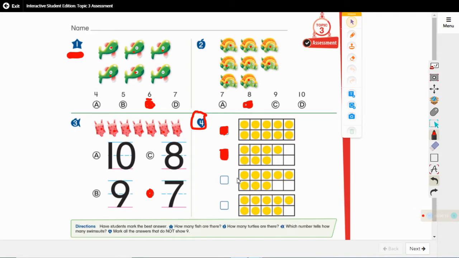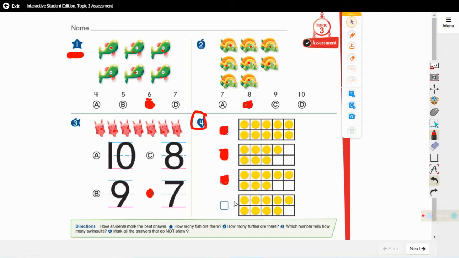Let's look at this next one. 1, 2, 3, 4, 5, 6, 7, 8. How many does it show? It shows 8. Does it show 9? No, it doesn't show 9 because we just said it shows 8. So since it does not show 9, we need to color in that square.